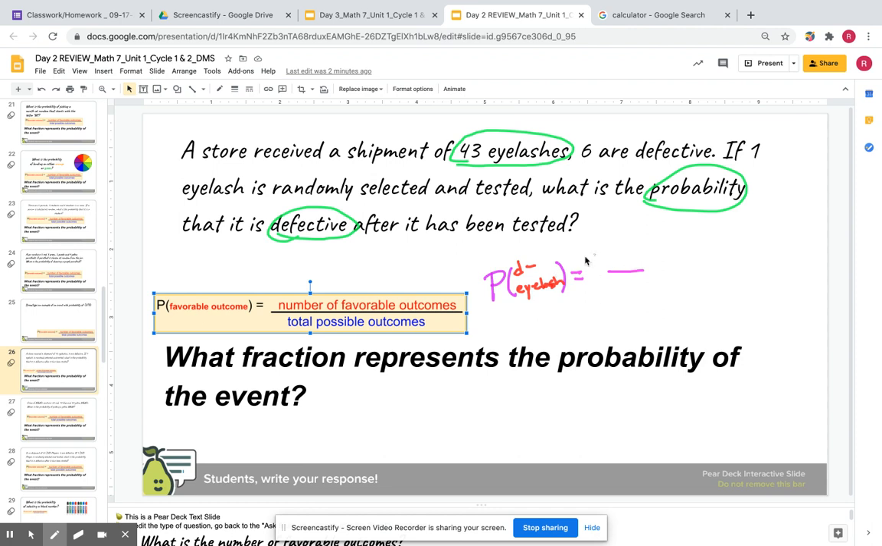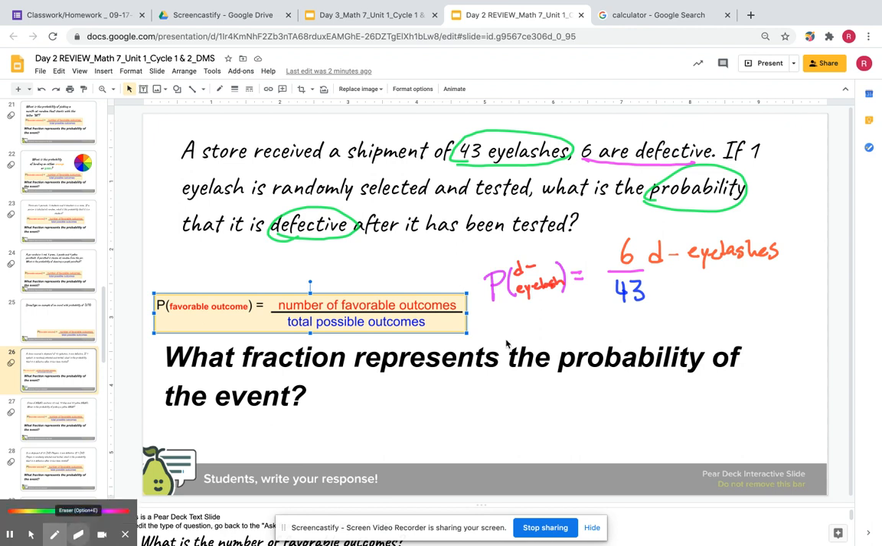The numerator is related to the favorable outcome, which is the number of favorable outcomes. So how many defective eyelashes do we have? How many defective eyelashes do we have? I hope you were able to identify it without me underlining it. But you have 6 defective eyelashes. So what's the denominator? Okay, I hope you were able to identify that there was a total of 43.